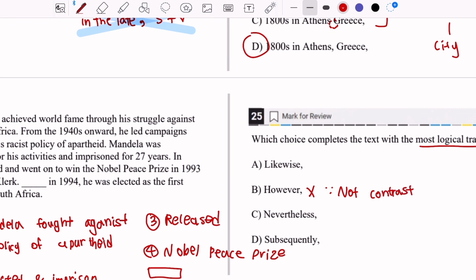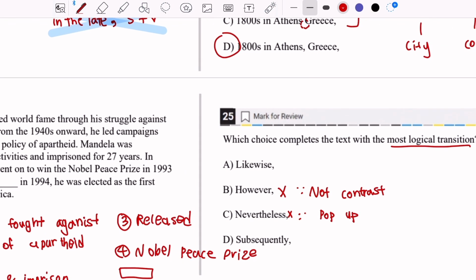Okay, nevertheless, it doesn't make sense because nevertheless means something just pops up. It's not, because it's not some pop up context. It's very logical. So you might be debating yourself between A and B. Okay.